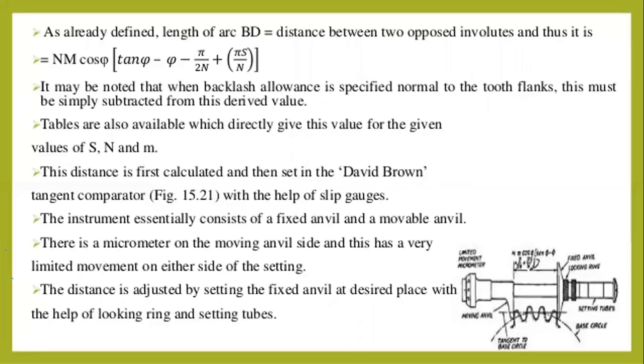So the distance is adjusted by setting the fixed anvil at the desired place, that is, with the help of a locking ring and setting tubes. So this is the tangent base circle and the fixed anvil here. Here you have to measure this gear tooth.